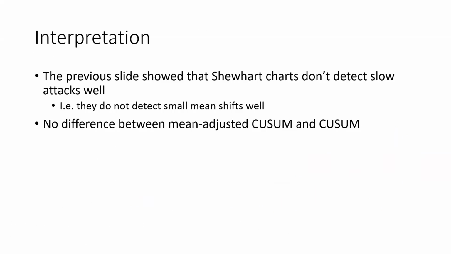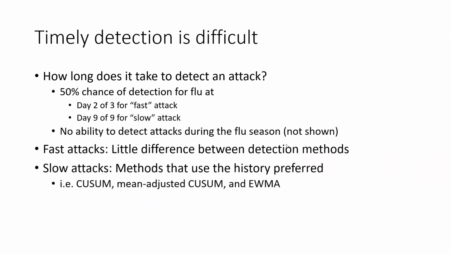So the previous slides showed that the Shewhart charts don't detect slow attacks well. And there's really no difference between CUSUM and mean-adjusted CUSUM, but really we weren't expecting any. Timely detection is difficult, not at all in the flu season, and in the off-season, we have a 50% chance on the last day of the slow attack, well, day 9 of the slow attack, and on day 2 of the fast attack. Yeah, and the methods that use the history, meaning CUSUM and adjusted CUSUM and EWMA, are preferred over the Shewhart method.